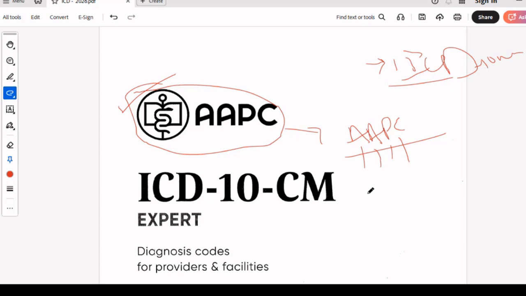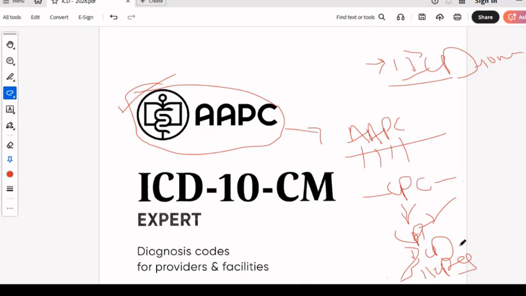This AAPC has certain certifications. Out of all those certifications, CPC is one of the certifications. In this CPC certification, we have around how many modules? Three modules are there. One is CPT, the second one is ICD, and the third one is HCPCS.